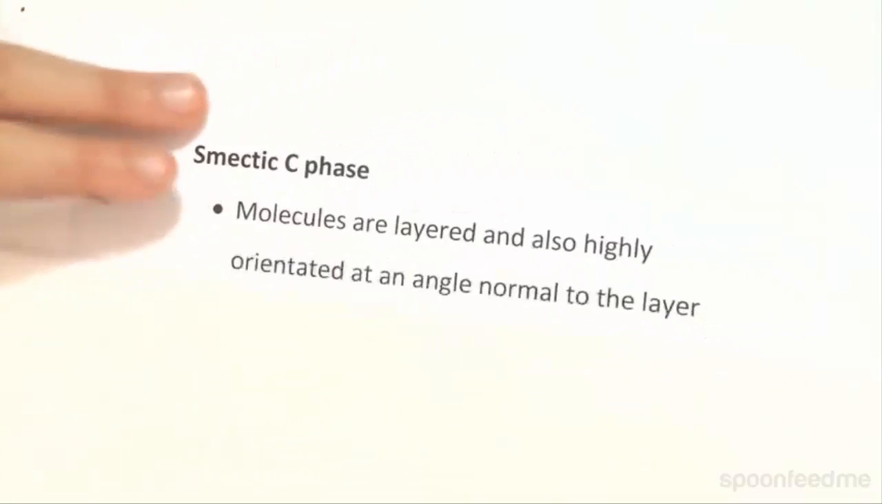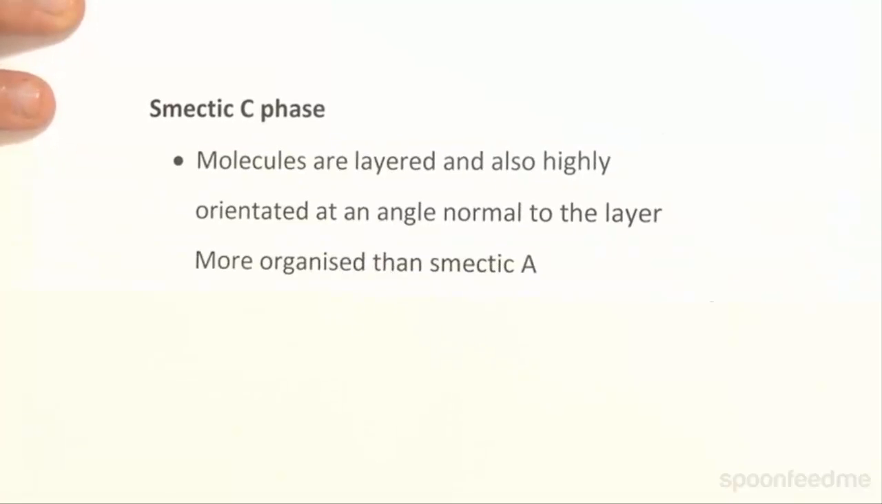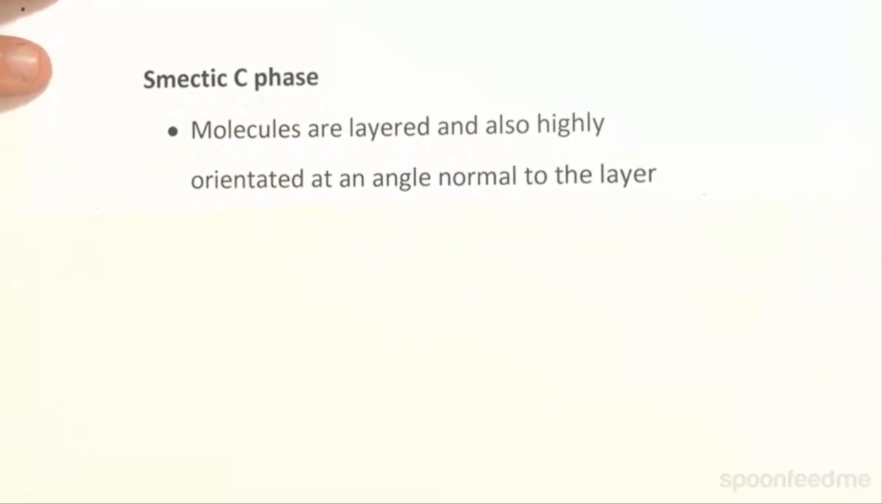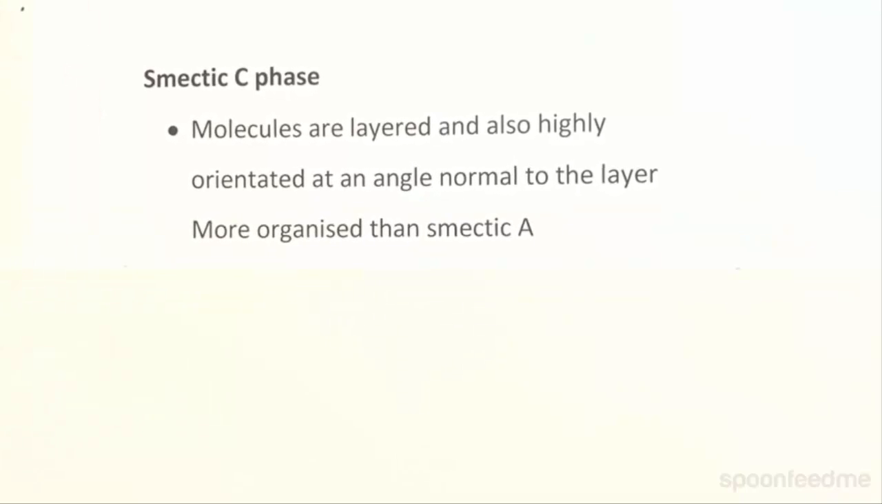The next phase is the Smectic C phase. The Smectic C phase occurs when the molecules are layered and also highly orientated at an angle to the normal of the layer. So they all have the same orientation. This is much more organized than what we see with the Smectic A phase. So let's draw a picture again.